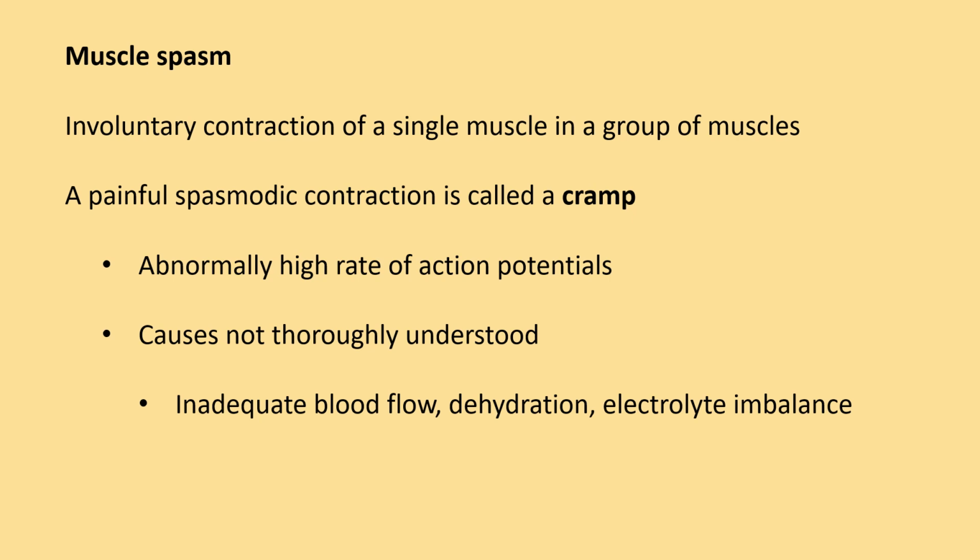And why they occur, we're still not sure. We think that dehydration plays a role. We think that electrolyte homeostasis plays a role. And we think that blood flow plays a role. The causes are not thoroughly understood, but for one reason or another, one or more motor neurons serving that muscle are delivering action potentials. And those action potentials lead to muscle action potentials, which lead to muscle contraction. And when it's not voluntary, we call that a muscle spasm.